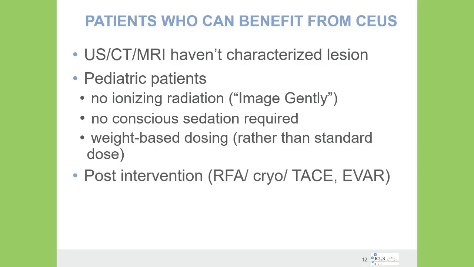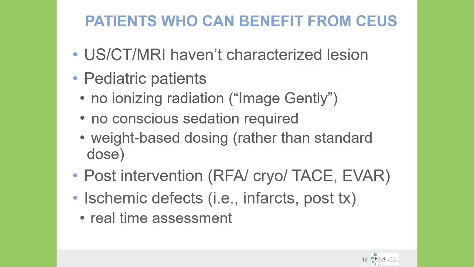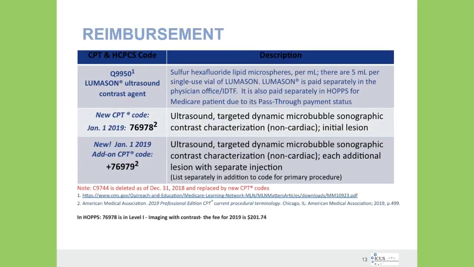If we have patients who have had an interventional procedure, either a radiofrequency ablation or a cryoablation or a microwave ablation, patients who have had endovascular aortic stent grafts, we can evaluate for the presence or absence of blood flow in these patients as well. And in patients who have ischemic defects, such as infarcts, we can provide a real-time assessment of blood flow in these patients. There is reimbursement for ultrasound contrast agents in the radiology setting.